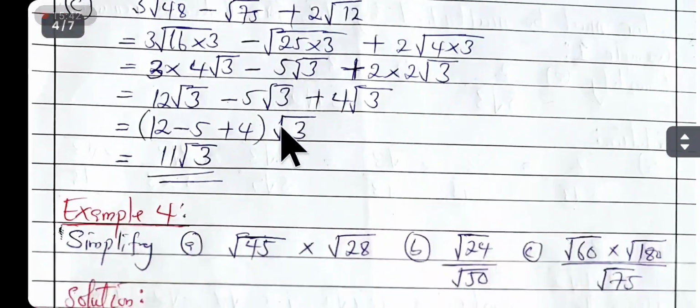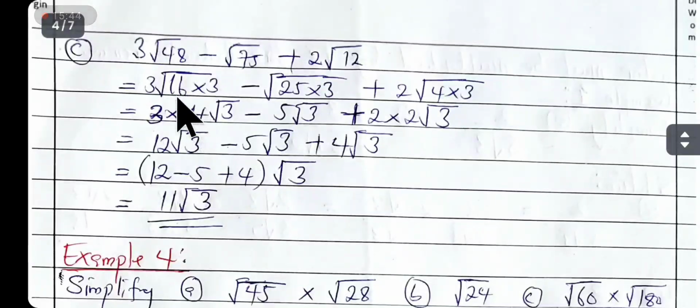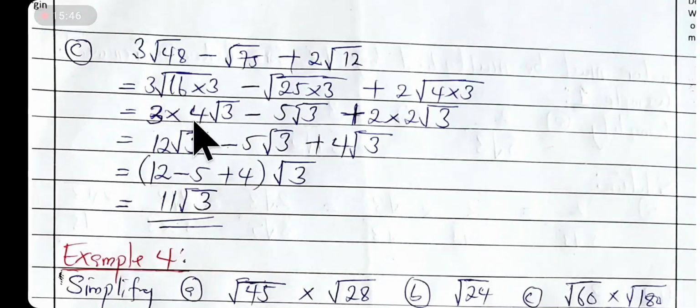Okay, so now you discover that we can find the square root of 16. Square root of 16 is 4. Then root 3, because we can't find the square root of this 3, so we bring it down. Minus square root of 25 is 5, root this 3, plus 2, this 2, times square root of 4 is this 2.